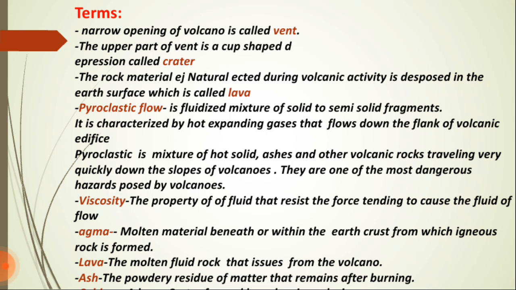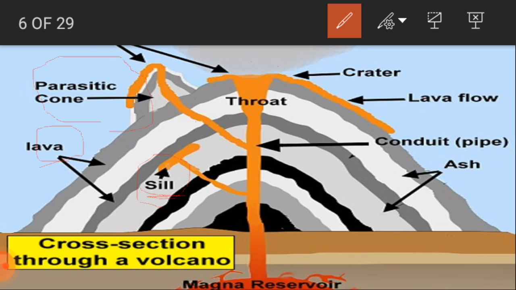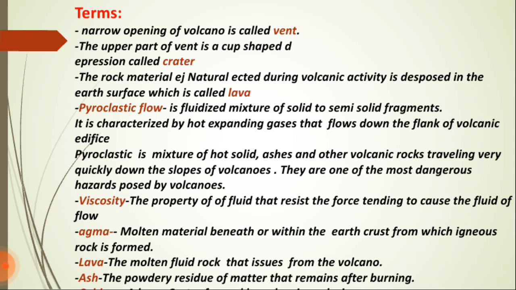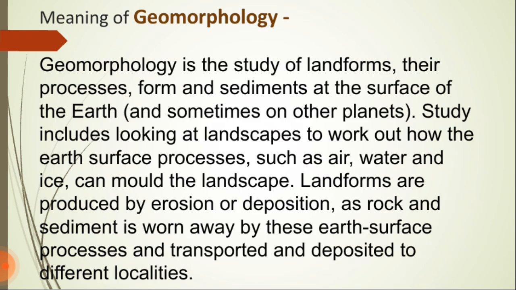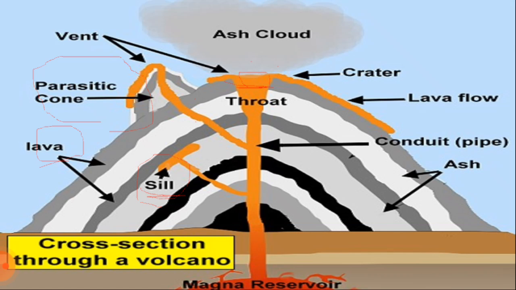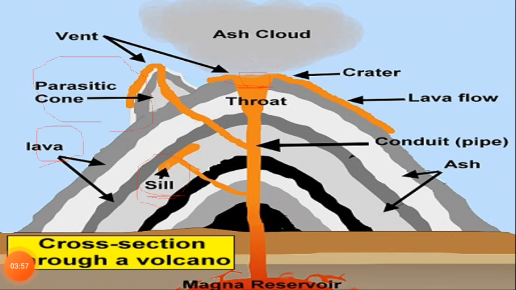So let us learn the different terms which we use. So let us learn first meaning of vent. A narrow opening of volcano is called vent. So on top, this is called vent. Upper part of vent is a cup shaped depression called crater. This is a crater on top.